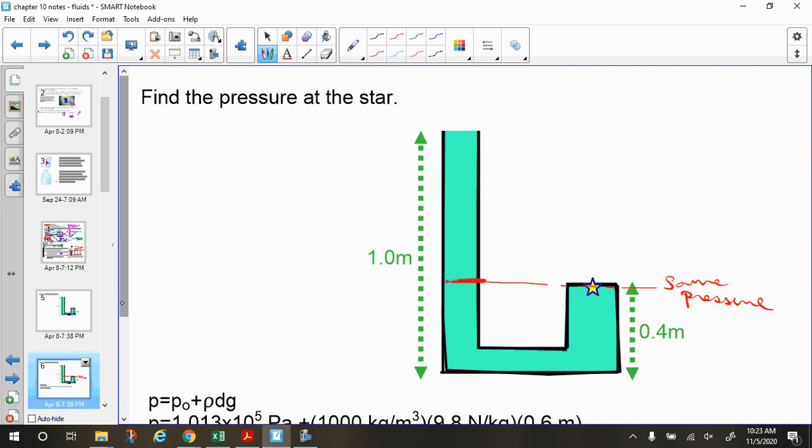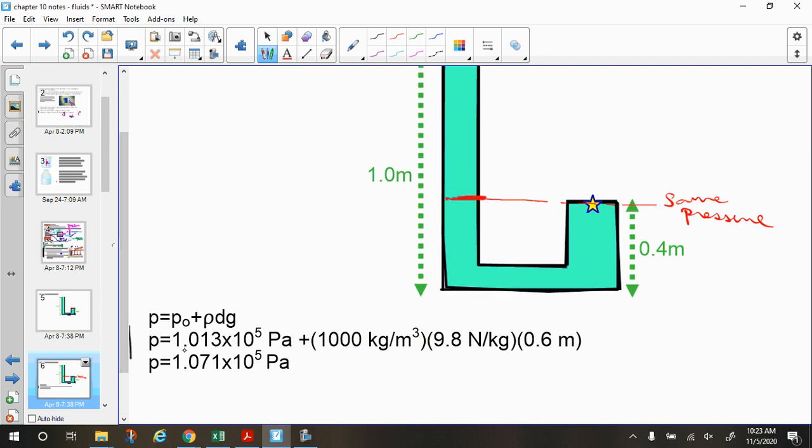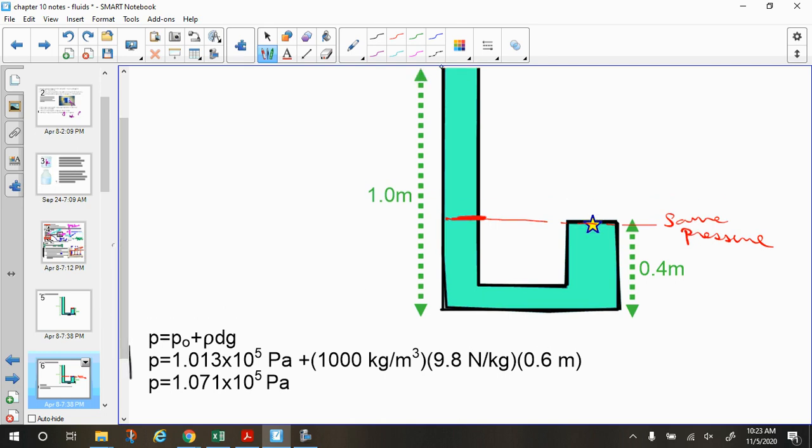Okay, so then we plug in our atmospheric pressure, which is 1.013 times 10 to the 5th pascals, because we have to get from kilopascals into pascals. Then we multiply by the density of water, 1,000 kilograms per meter cubed. You multiply by the gravitational field strength, and then you also multiply by the depth, and the depth is 0.6 meters, since this whole thing is 1 meter and this is 0.4. So you end up with 1.071 times 10 to the 5th pascals as your pressure.